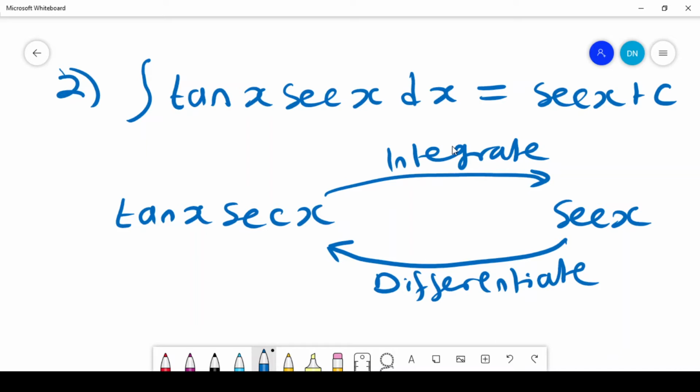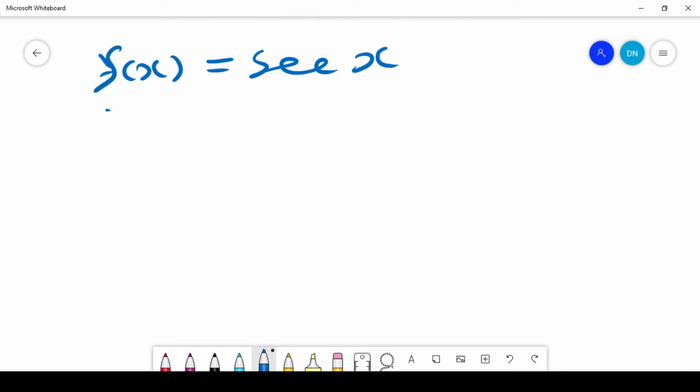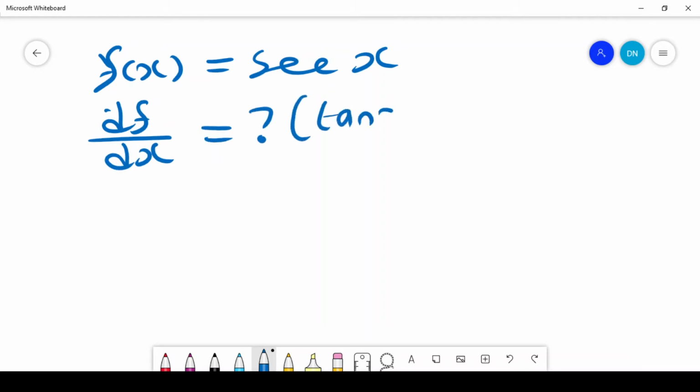For number 2, we want to look at the relationship between tan x times sec x and sec x. So if we integrate tan x times sec x, we get sec x, and if we differentiate sec x, we get tan x sec x. So we can say then df dx will be equal to what? And we expect the answer to be tan x sec x.